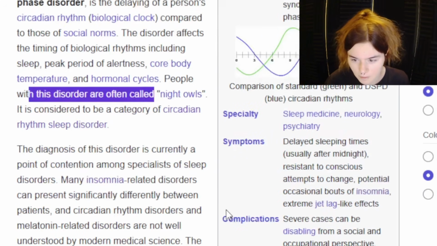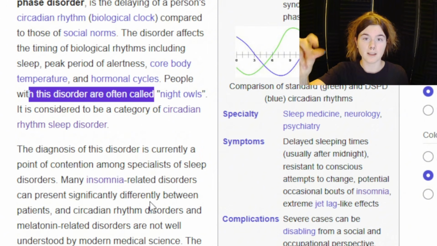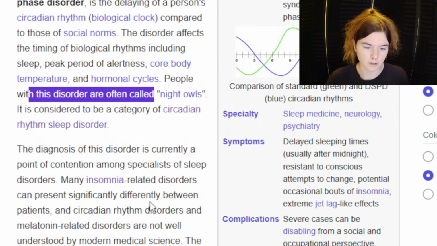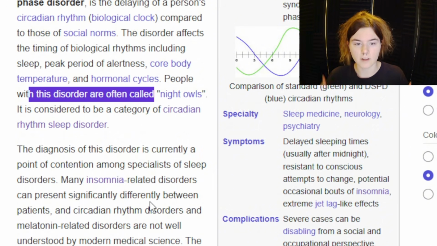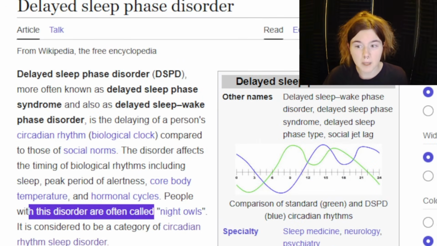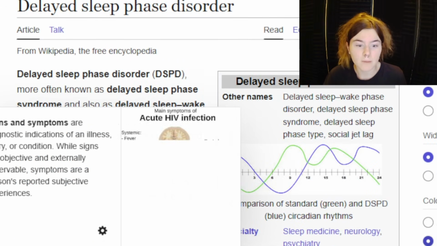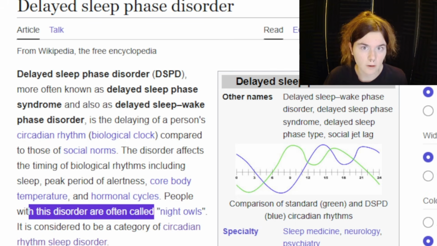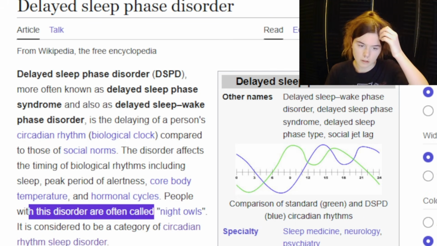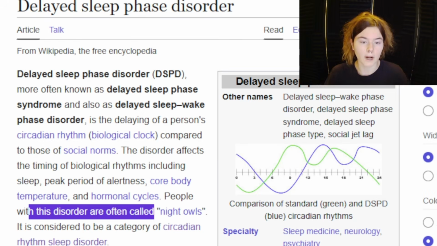Let's look at the symptoms, by the way. Let me know if this sounds like you. I have never met another person who knows that they have delayed sleep phase disorder. I've met people that certainly seem like it. I've met people that go to bed at ungodly hours, but I haven't met anyone that actually has this and is aware that they have it.